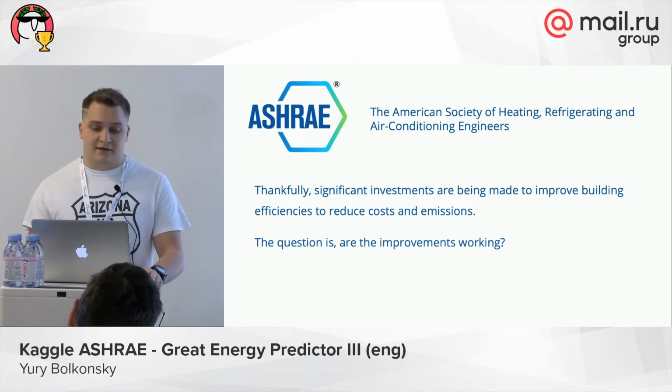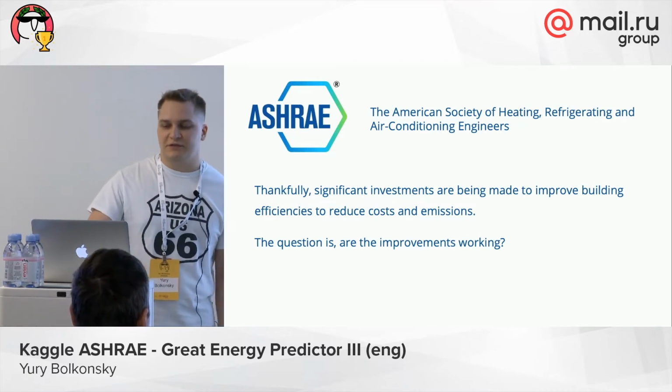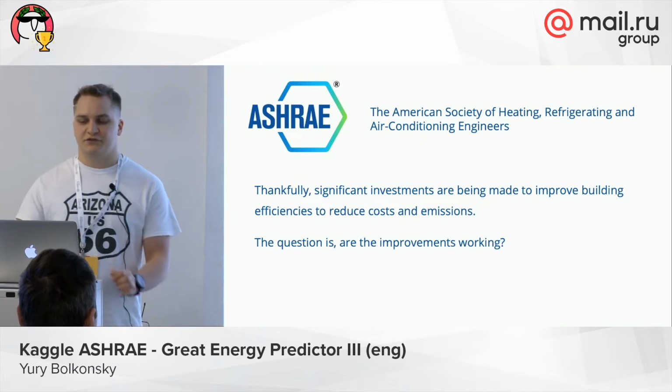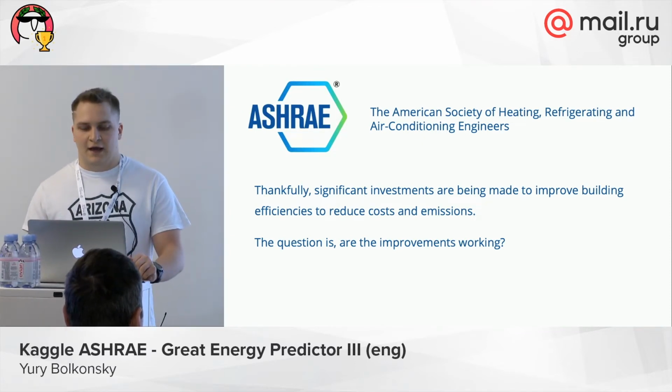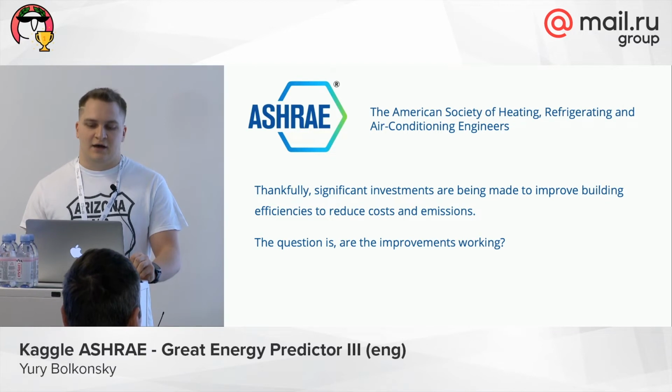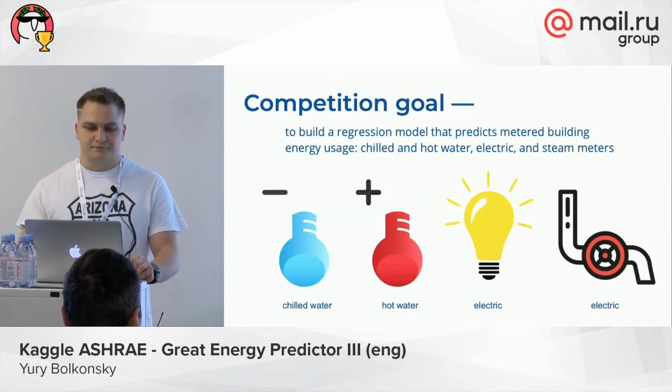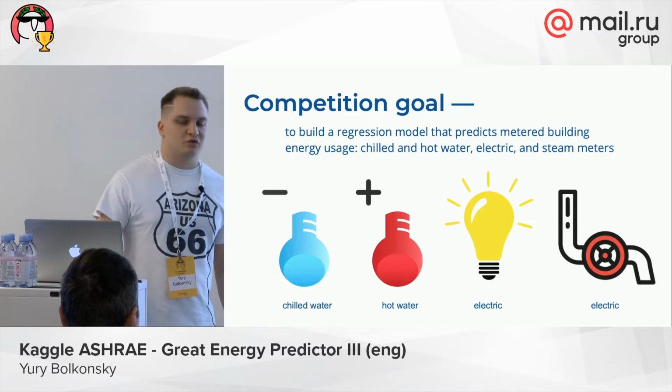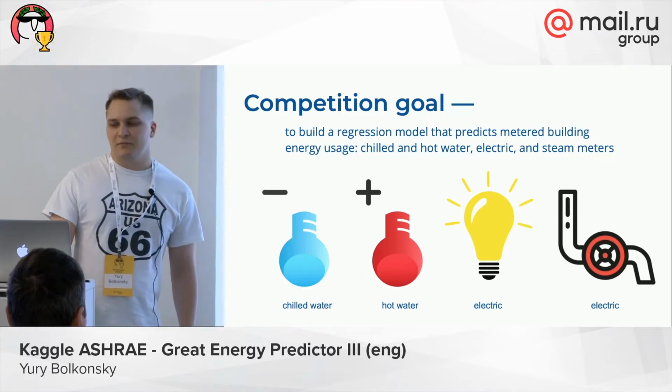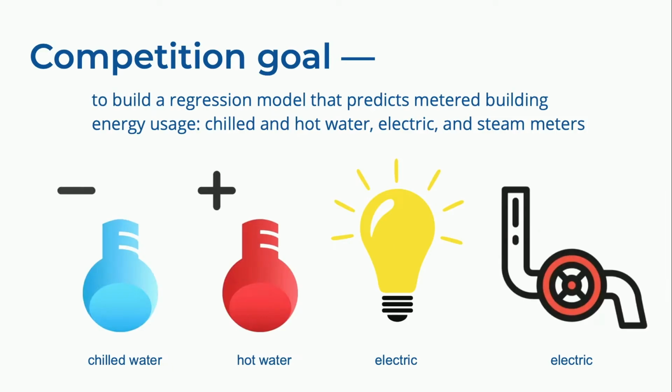As they said in the description of the competition, significant investments are being made to improve building efficiencies to reduce cost and emissions. And the question is, are the improvements working? So the competition goal was a regression problem, and we need to predict four main meters. It's the chilled water, which is the same as cold water, hot water, electric, and another one, steam meters.